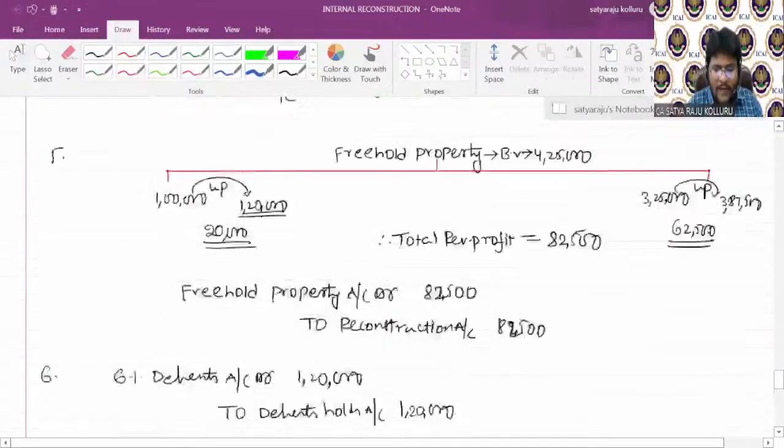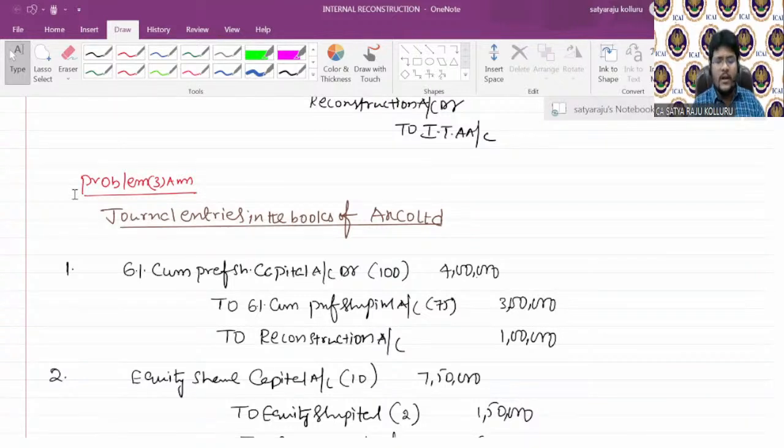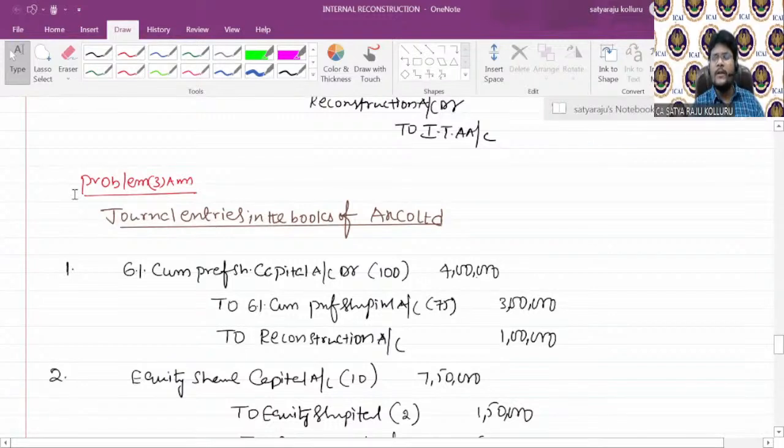Sir, apart from passing journal entries, you asked to do one more thing, which is balance sheet. So in this session, we can't complete the balance sheet. So please, all of you revise the things before attending the next video lecture. This problem is still not yet over. The balance sheet I will discuss in the next lecture, guys.